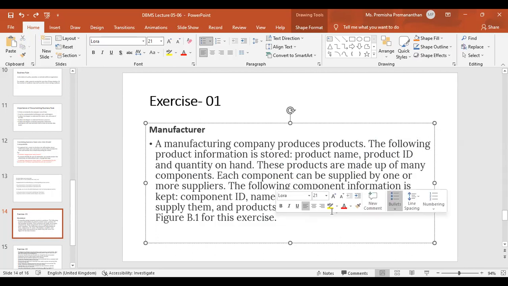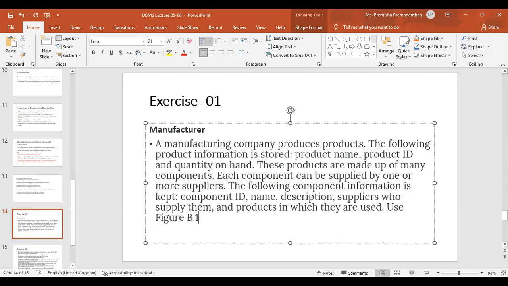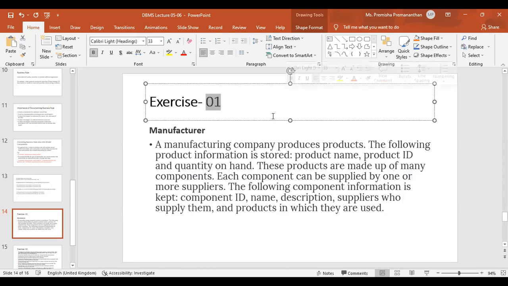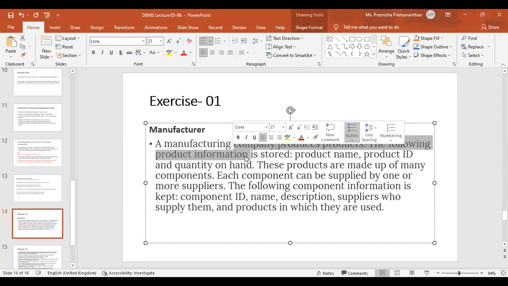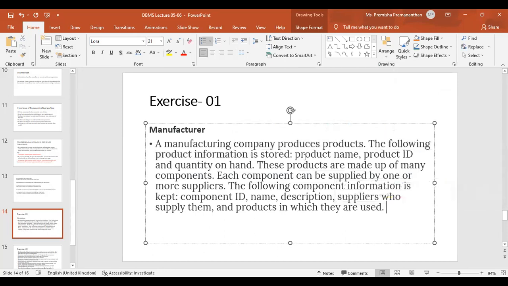Okay, so I don't give any figures here, so just discuss with me. What are the entities here? Before going to the entity, how many business rules are here in the chat? How many business rules?